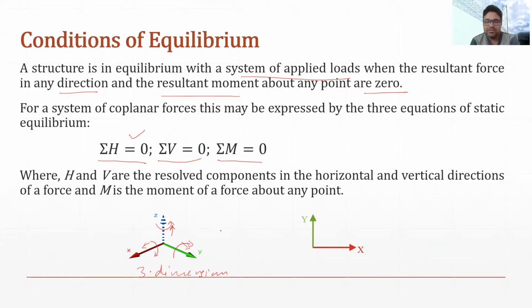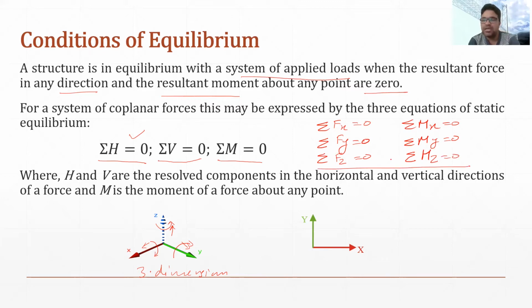So in three dimensions, generally we have six equations. I'm writing them here: summation of Fx should be equal to 0, summation of Fy should be equal to 0, summation of Fz is equal to 0. Similarly, for the moment, summation of M about the x-axis should be 0, summation of M about the y-axis should be 0, and summation of M about the z-axis should be 0. These six equations are generally used when we are analyzing our building in three dimensions.